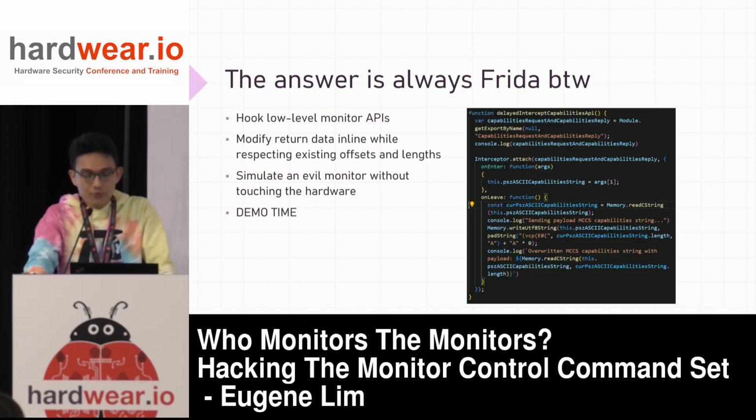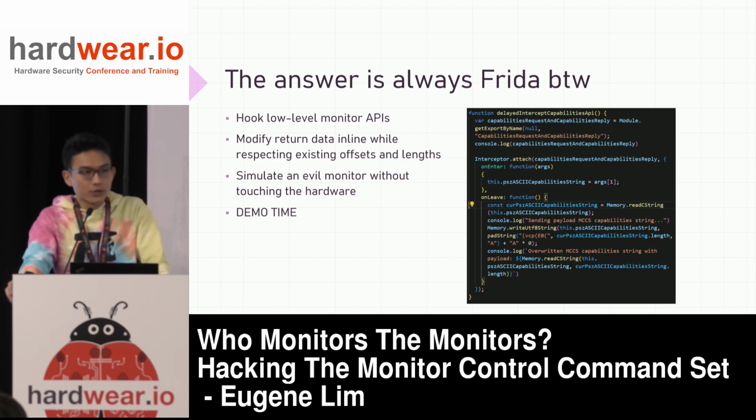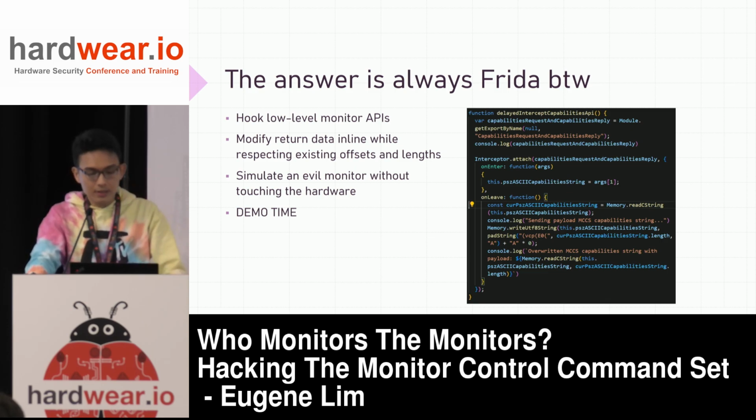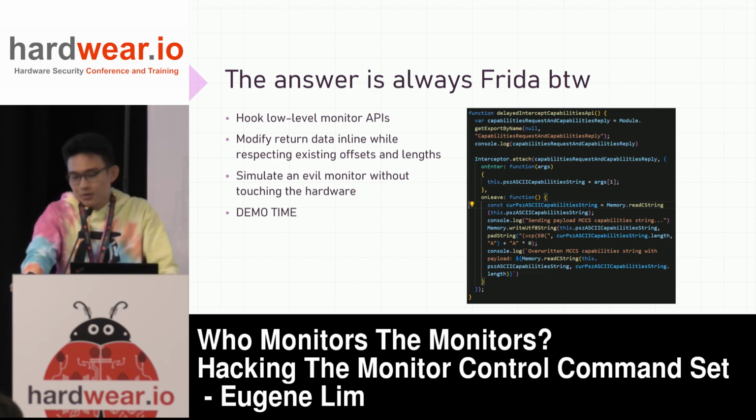So the answer is always Frida, right? In this case, what I've done is hook the low-level monitor APIs and modify the return data inline so that we can simulate the E0 monitor without even touching the hardware, but also respecting the data offsets and lengths, so that I can claim that it's actually working as intended.